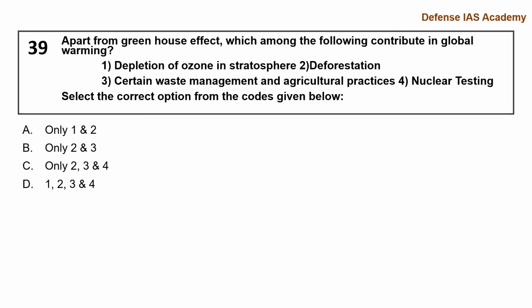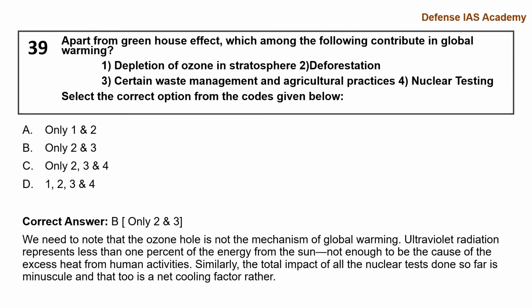Next question 39. Apart from greenhouse effect, which among the following contribute to global warming? 1. Depletion of the ozone in stratosphere. 2. Deforestation. 3. Certain waste management and agricultural practices. 4. Nuclear testing. The correct answer is option B, only 2 and 3. So only deforestation and certain waste management and agricultural practices contribute to global warming.